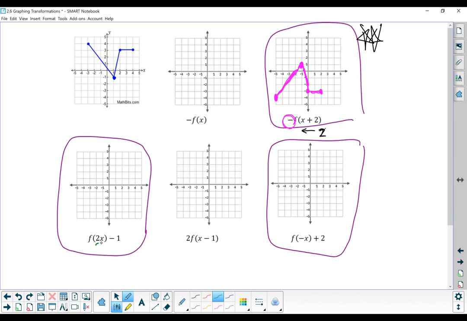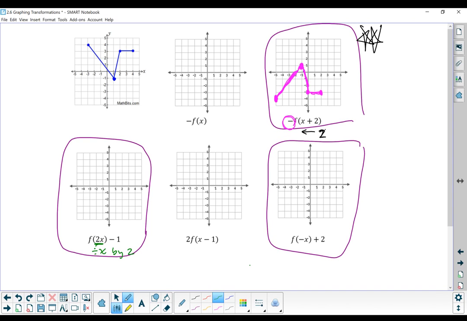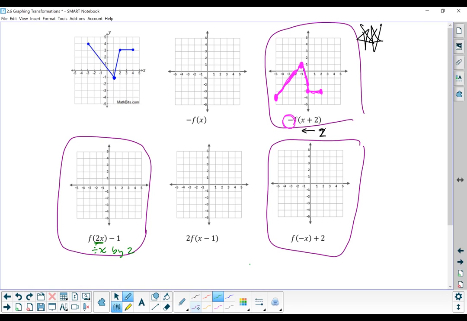So always start as close to the x in your little instructions as you can. Remember that horizontal changes are counterintuitive. So we are not going to times our x coordinates by 2. We're going to divide the x values by 2. Divide x by 2.